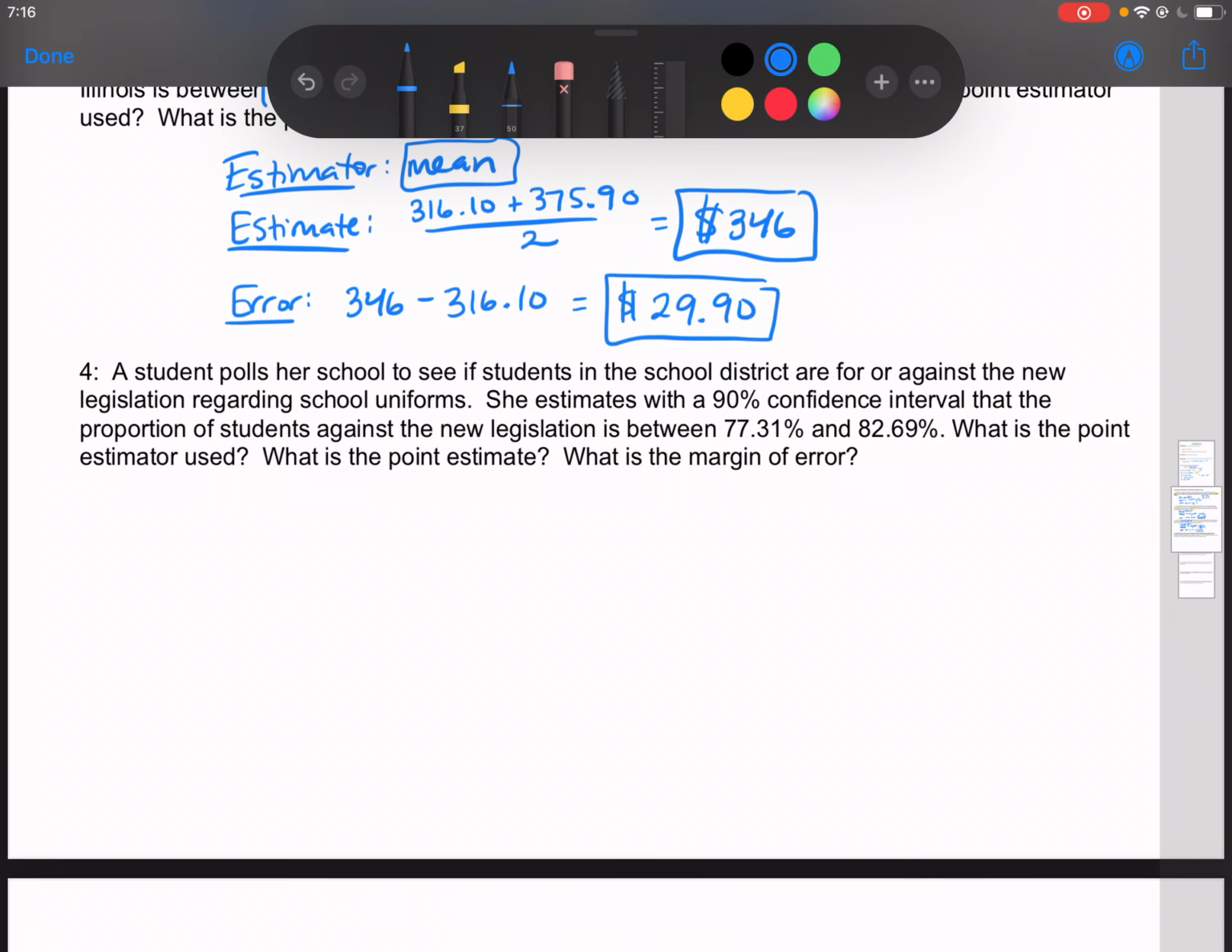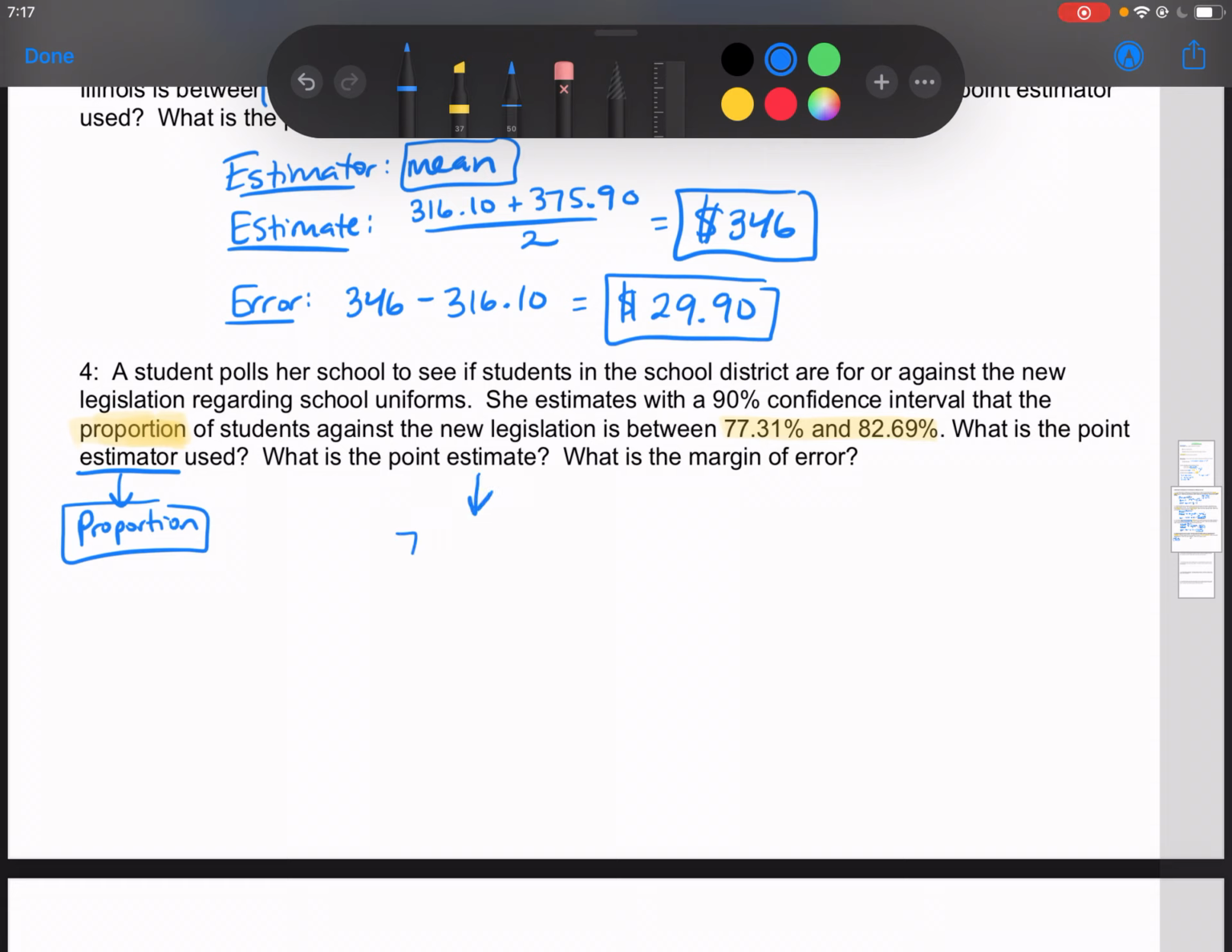All right, last one in this case. So a student polls her school to see if students in the school district are for or against the new legislation regarding school uniforms. She estimates with a 90% confidence interval that the proportion of students, there's an important word, the proportion of students against the new legislation is between 77.31% and 82.61%. What is the point estimator, and so on. Rather than writing them, I should have done this earlier, I'm just going to write it right underneath each question. So the estimator I noticed was proportion because they told us.